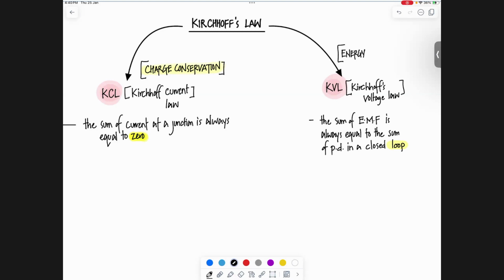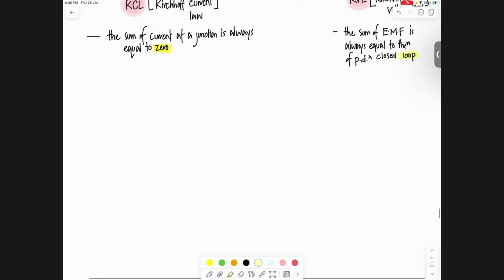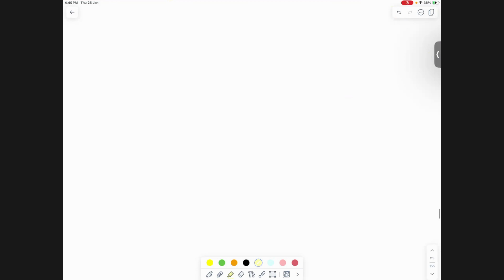Energy conservation, right? So this is the Kirchhoff voltage law. As you can see, these are the two laws that we have, the first law and the second law. The first law is about the current in a junction, and the second law is about the voltage, right? Now let me explain it in practice. Look at the screen, I'll be showing you some new things here.